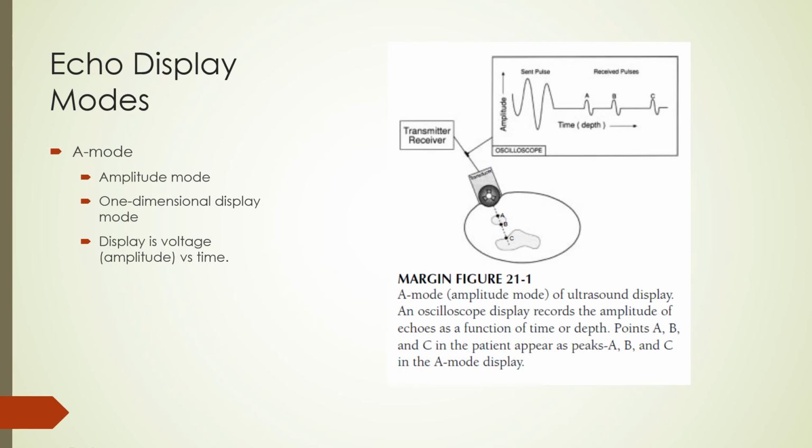This figure shows the amplitude versus time plot of the signals on an oscilloscope display. This is typically what we call the amplitude mode, and that's shown here. So the structures you see here, A, B, and C, are just displayed here as spikes on the display.